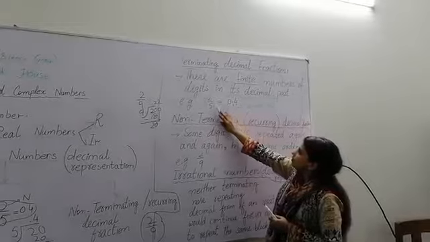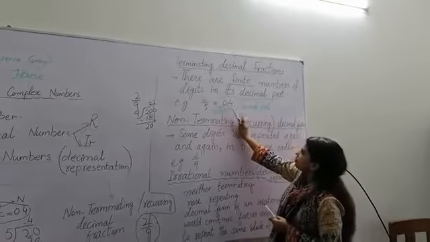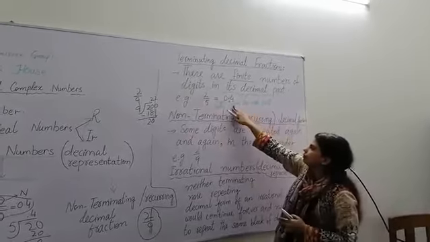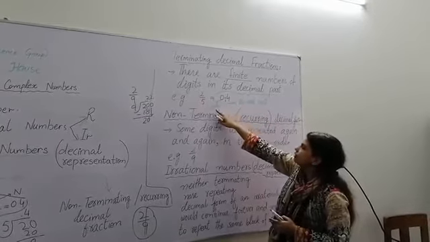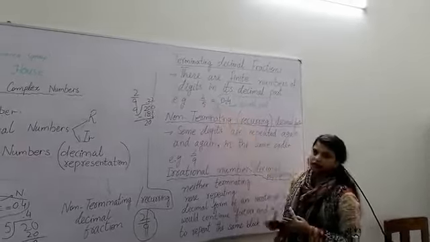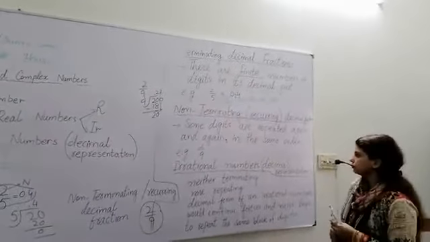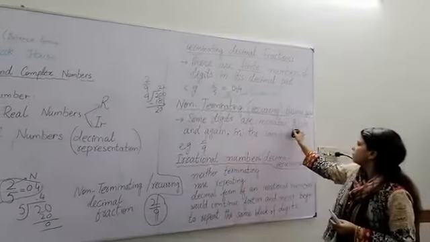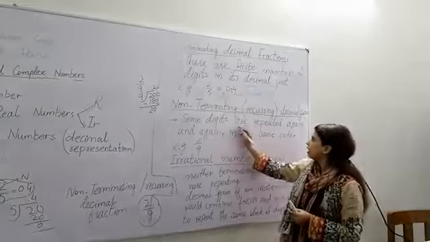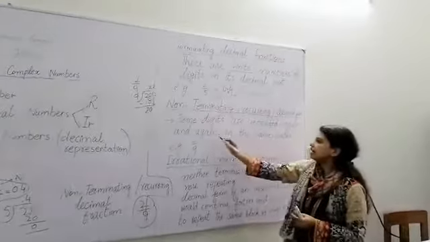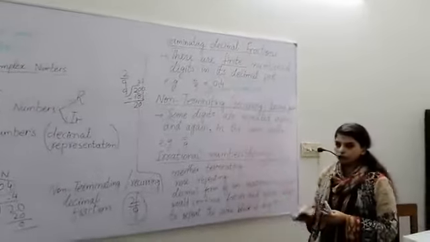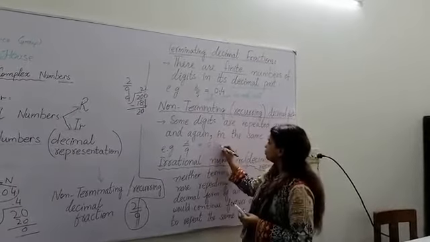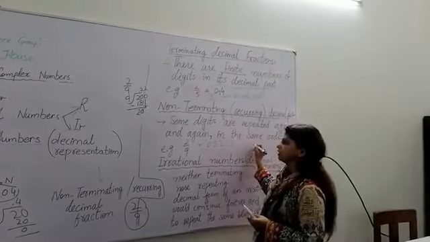The left side is called the whole number part. If we have a fraction and the answer is this, the decimal part is the right side area of the decimal answer, and the left area is called the whole number part or integral part. Now, in a non-terminating or recurring decimal fraction, some digits are repeated again and again in the same order. As we go, the answer is 0.22222 and it never ends.